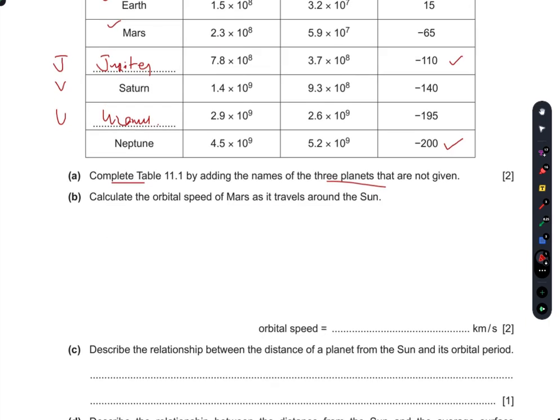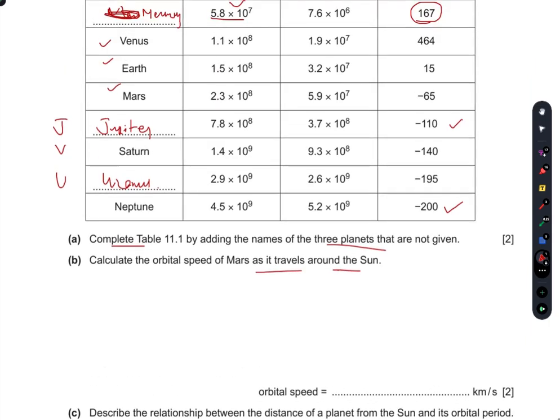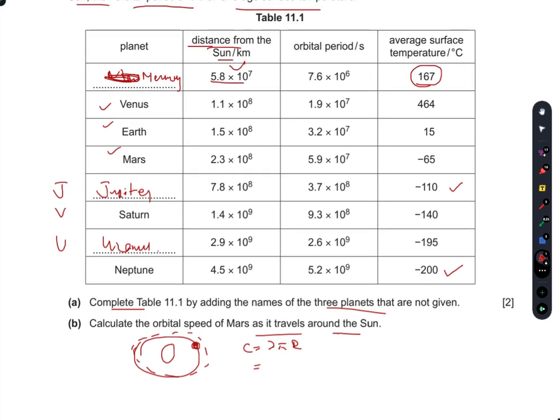Calculate the orbital speed of Mars as it travels around the Sun. The orbital speed. So this is the Sun. So this is Mars moving here. So the total distance it travels in an orbit would be equal to 2 pi r. The circumference of the circle is equal to 2 pi r. And the radius, the distance from the Sun, is this value. And you have to find the speed. So velocity is equal to distance divided by time. So velocity is equal to 2 pi r divided by time. The orbital period is also given, which is 5.9 into 10 raised to power 7.